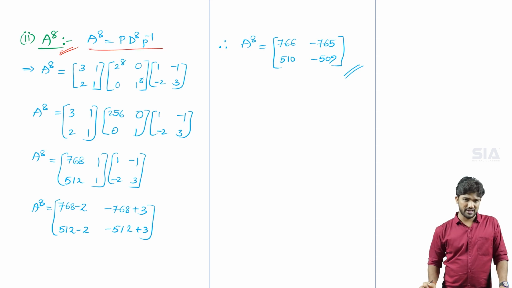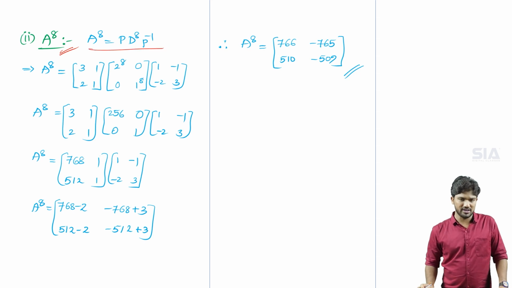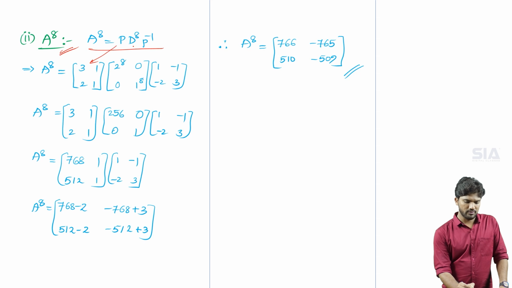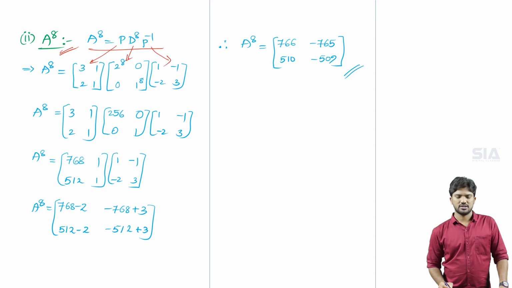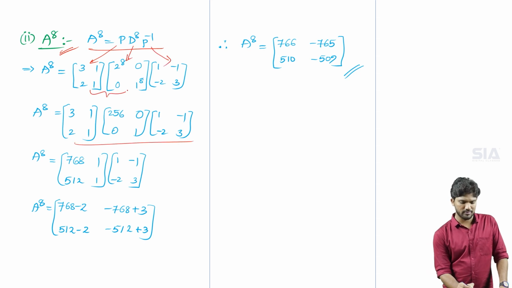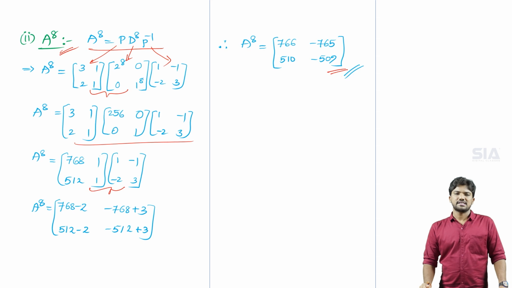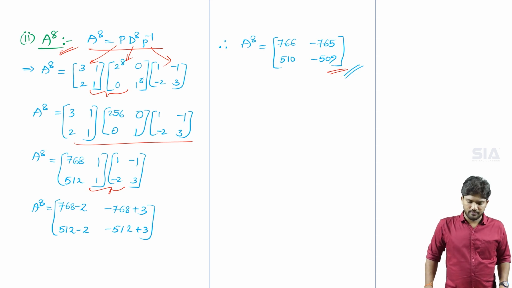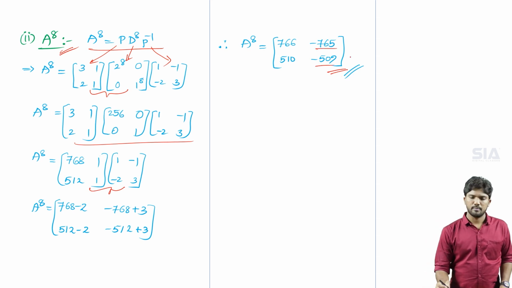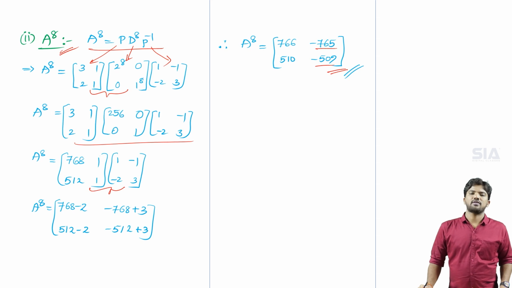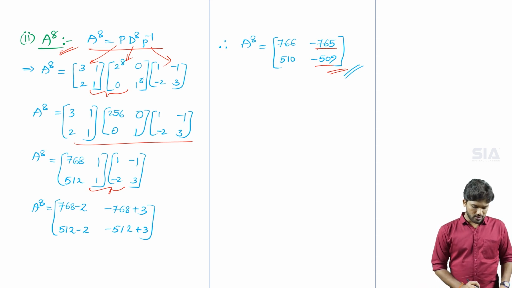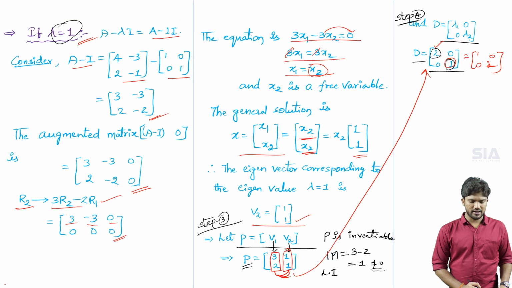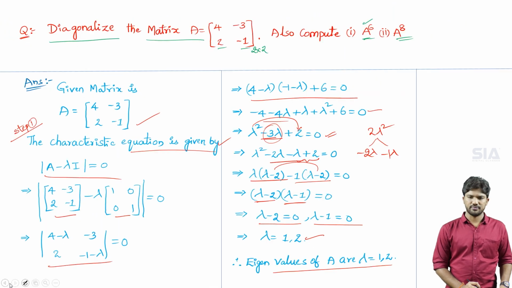Apply A power 8 is equal to P D power 8 into P inverse. You know very well the P value, D power 8, and P inverse. If you simplify them, first multiply these two, then multiply with the third, and you will get the required result. A power 8 is equal to [766, 510; minus 765, minus 509]. In this format we can prove that a 2 by 2 matrix is diagonalizable and we can find the power values of the given matrix.